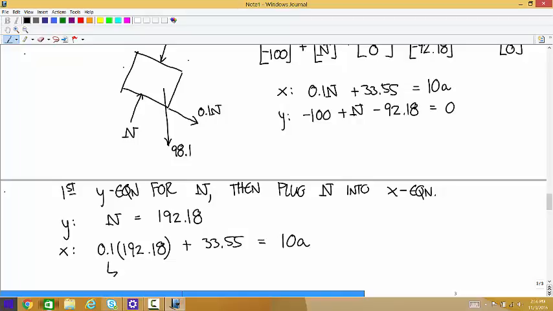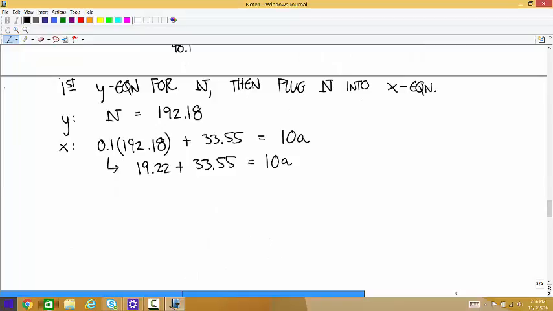Okay, so this says 19.22 plus 33.55 is equal to 10a. That says 52.77 is equal to 10a. And so a is equal to 5.277, or 5.28 meters per second squared.